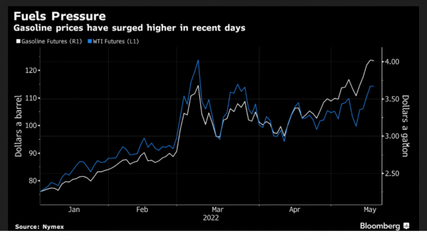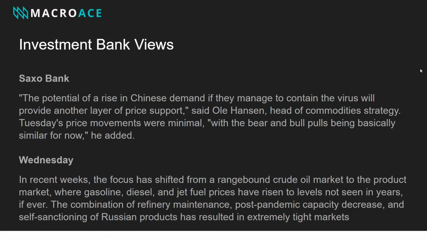So just a nice little piece from Bloomberg on one of the articles that I just took a little snippet of. Investment bank views. So Saxo Bank say the potential of a rise in Chinese demand, if they manage to contain the virus, will provide another layer of price support, according to Hansen. And Tuesday's movements were minimal, with bear and bull pulls being basically similar for now. So sentiment being a little mixed as to what the market direction might be for the future.